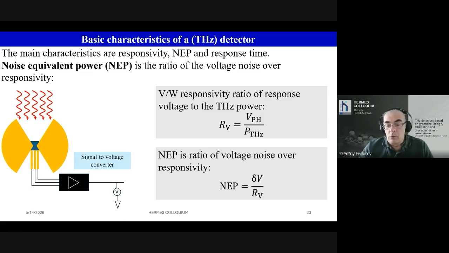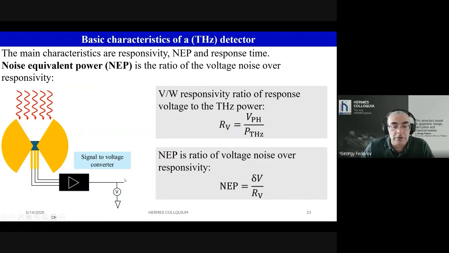Another, maybe more important characteristic is noise equivalent power. I won't go into details of where it comes from, but importantly, it's related to the noise present in the system. The definition here is that NEP, noise equivalent power, is a ratio of voltage noise over this voltage responsivity. And its advantage is that it allows you to compare different detectors regardless of the circuits used to convert intensity to voltage.